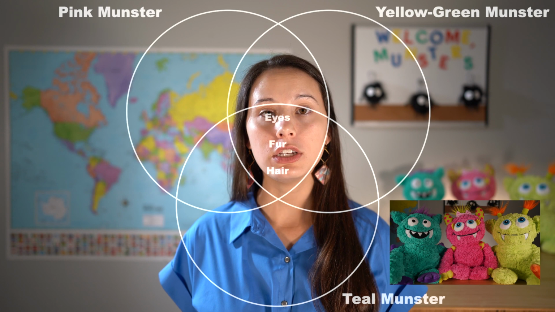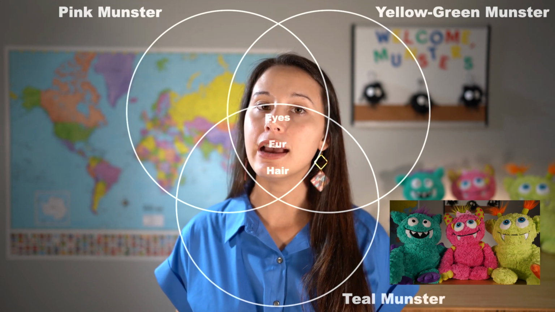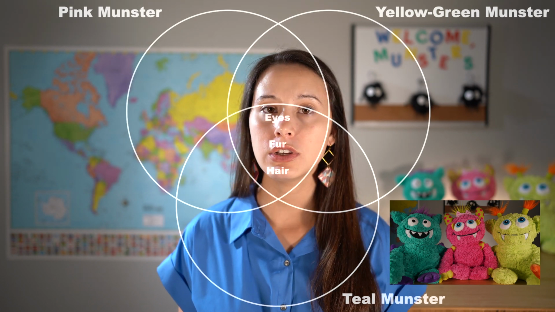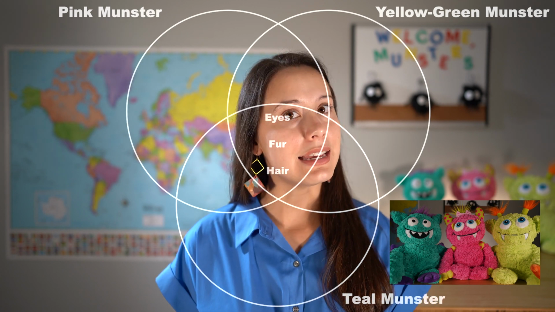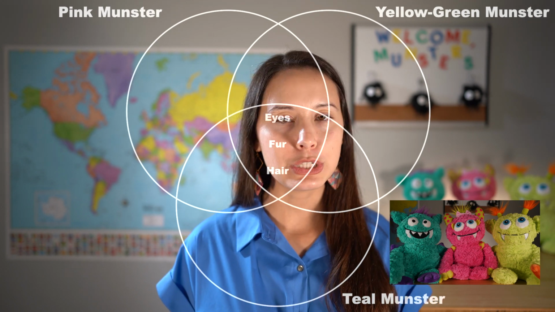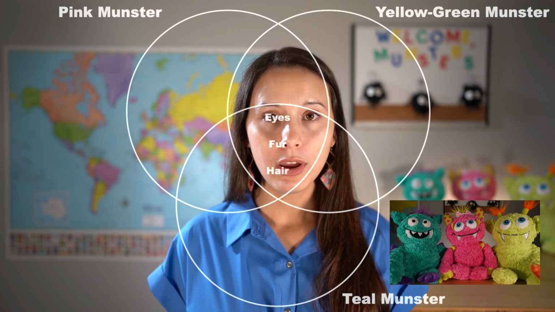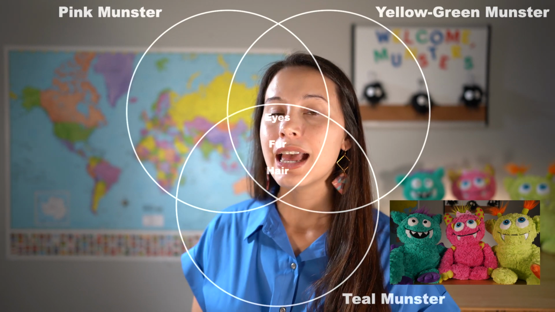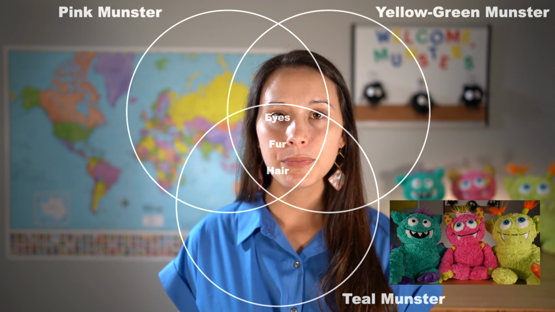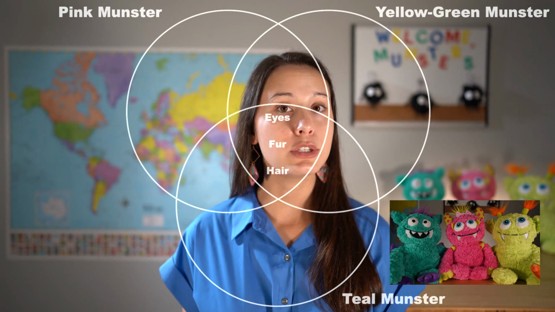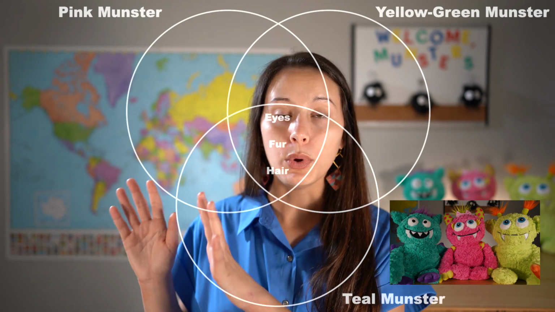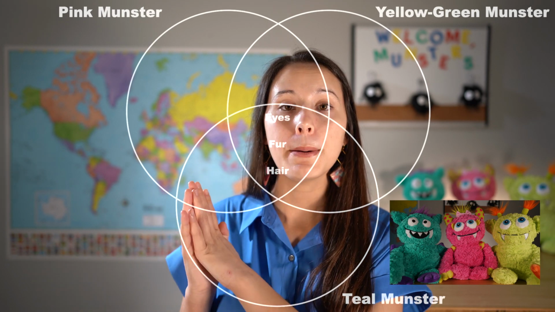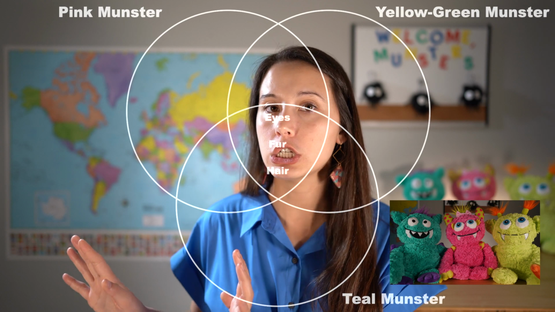So now what we're going to do is look more specifically at one of these Munsters. The first Munster that we are going to be looking at, if you're following along on your paper, is the pink Munster. This is how the pink Munster is different from the other Munsters. So we are contrasting the pink Munster from the other Munsters.